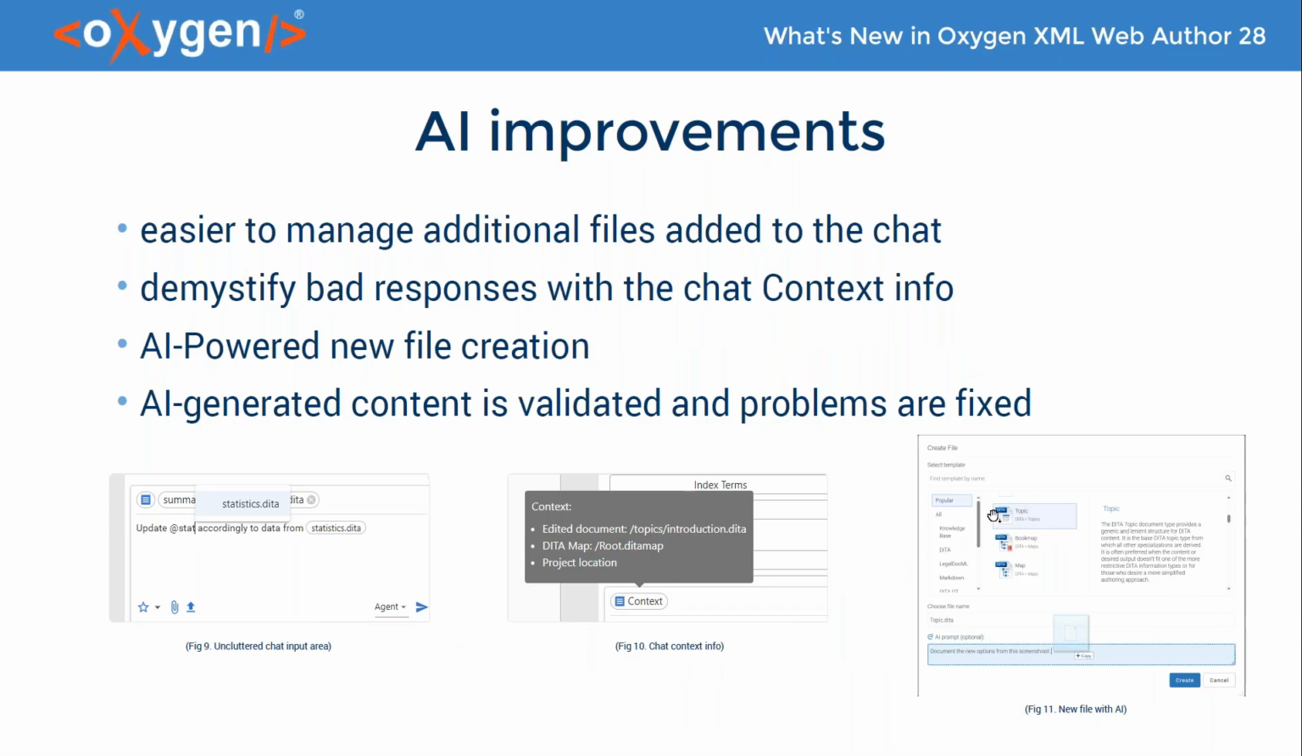Another interesting feature is that the new file dialog now contains an AI prompt input, and this allows you to create a file with a prompt. The prompt is sent to the AI, and the AI is asked, please give me the file to be created according to these instructions. And you can at once create a new topic with the relevant information in a single step.